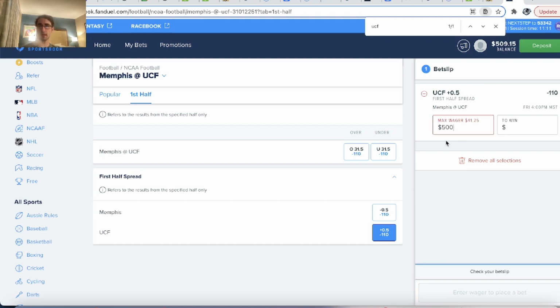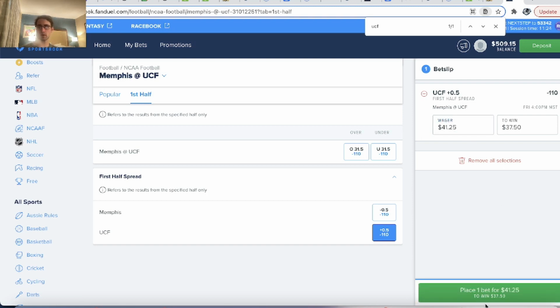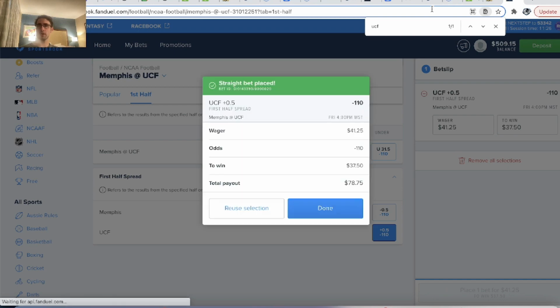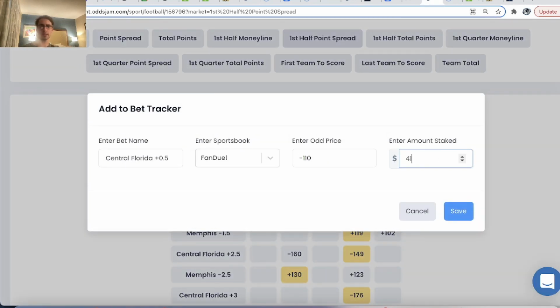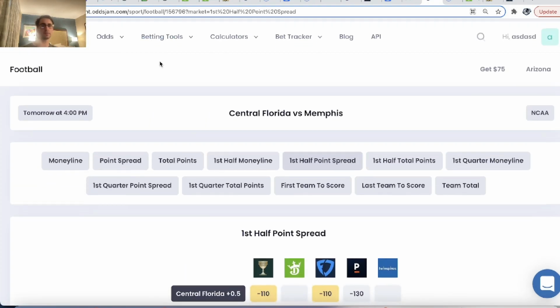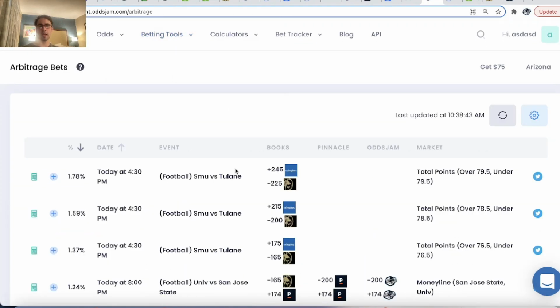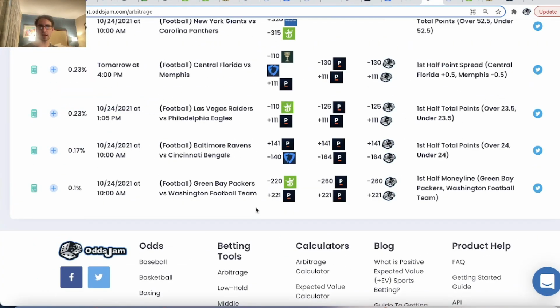So let's see how much they give me. And for this one, they're giving me 41.25 max wager. So you can put in the amount you want to bet, and then they'll tell you, nope, you're only getting 41.25. So fine with me. I'll take 41.25. So 41.25 placed. And add it to my bet tracker. Click on this. 41.25. Boom. Save that. And we can look, see if there's anything else out there that we like.